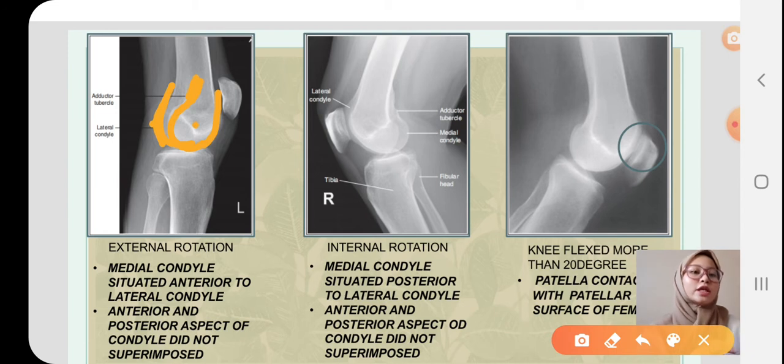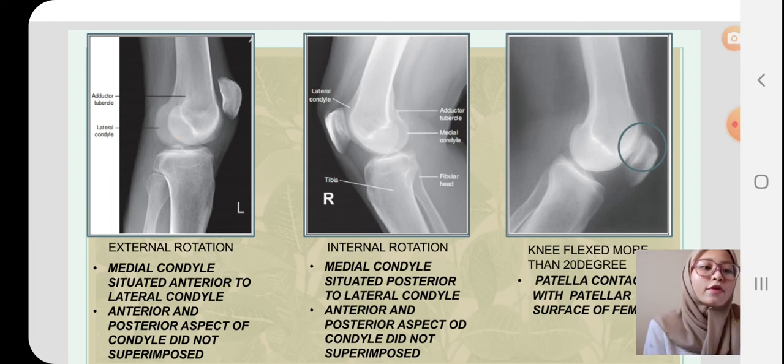Okay, for internal rotation, the medial condyle is situated posterior to the lateral condyle. What is the adductor tubercle? This is the adductor tubercle, and so this is the medial condyle. So this is the lateral condyle. So the medial condyle is situated posterior, at the back, to the lateral condyle. And lastly, the anterior and posterior aspects of the condyle do not superimpose with each other.